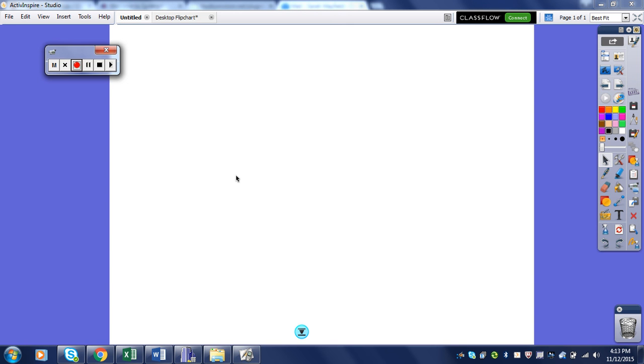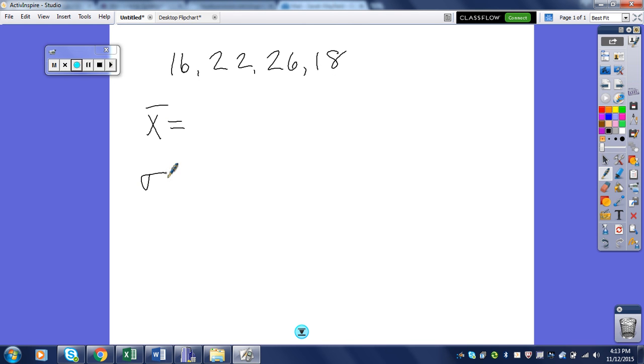All right, so your warm-up, you have the following data values: 16, 22, 26, and 18. You have to find x bar, sigma, sigma squared, and MAD. X bar stands for what? The mean. Sigma stands for what? Standard deviation. Sigma squared stands for variance. MAD is mean absolute deviation.